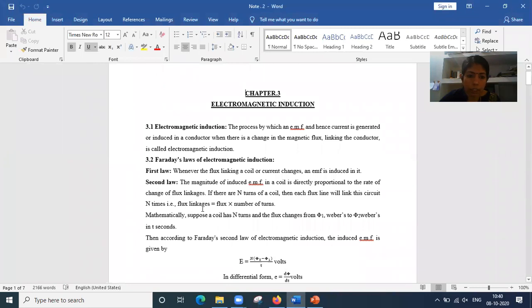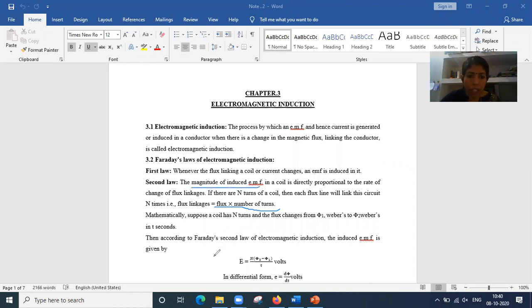Let's just look at it. Flux linkages means what? The number of flux linkages is the flux into the number of turns. How much number of turns into flux is the flux linkage. So the rate of change of flux linkage will give the magnitude of the induced EMF.